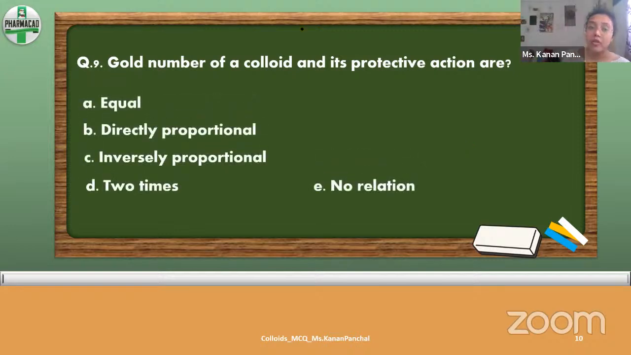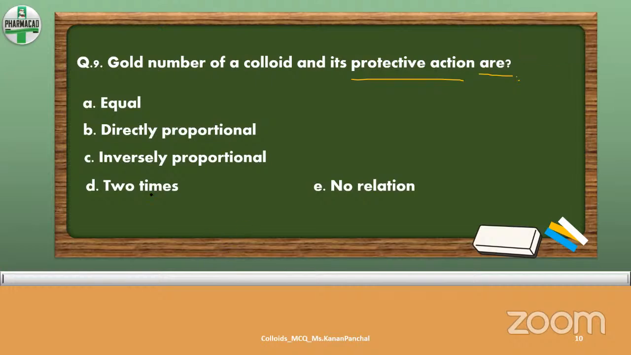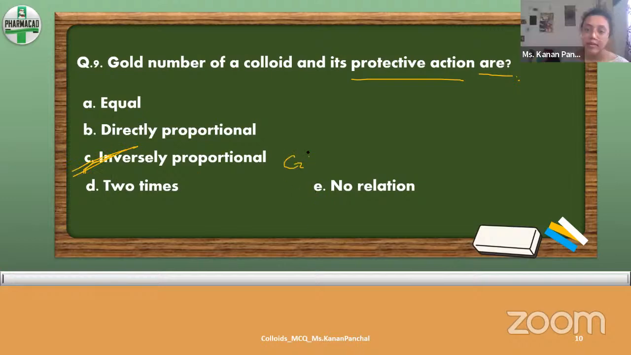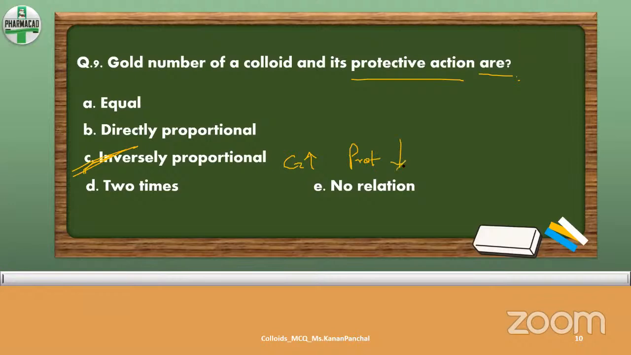Gold number of colloid and its protective action are what? Inversely proportional. So as gold number will increase, the protective action will decrease. Good.